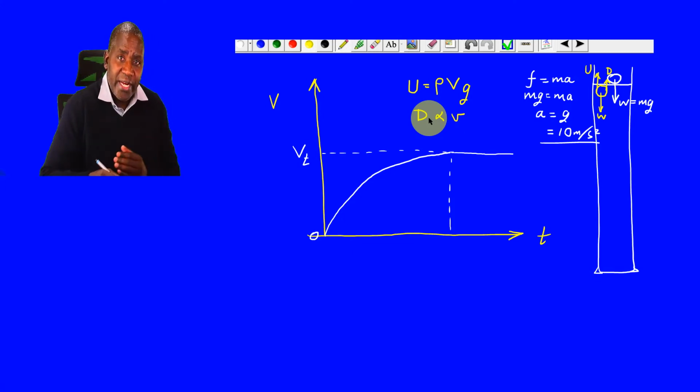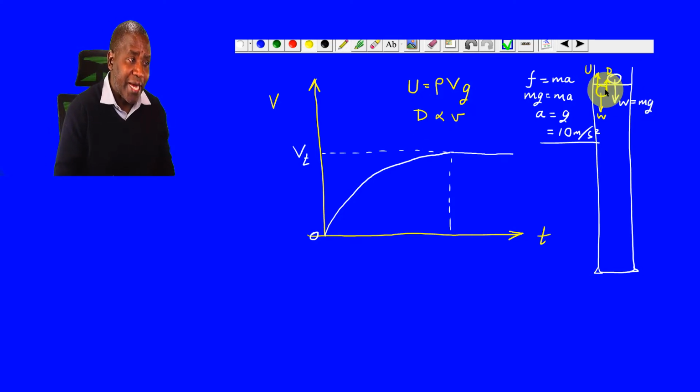Now let's look at the directions in which these forces act. Initially, W is far greater than the sum of the upthrust and the viscous drag. Therefore, the object is going to accelerate downwards.